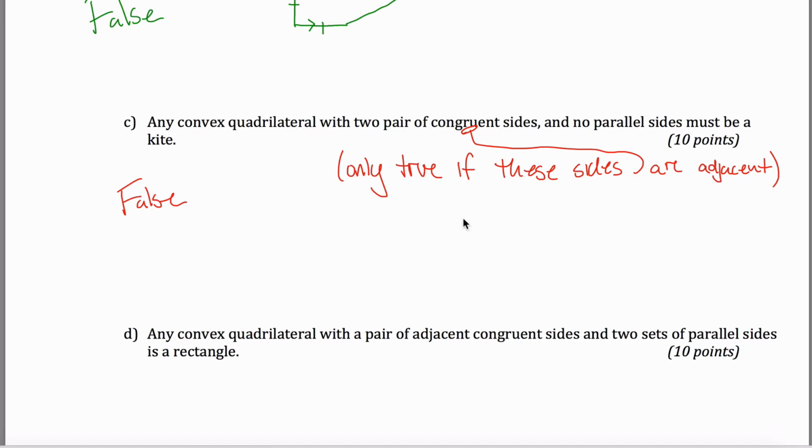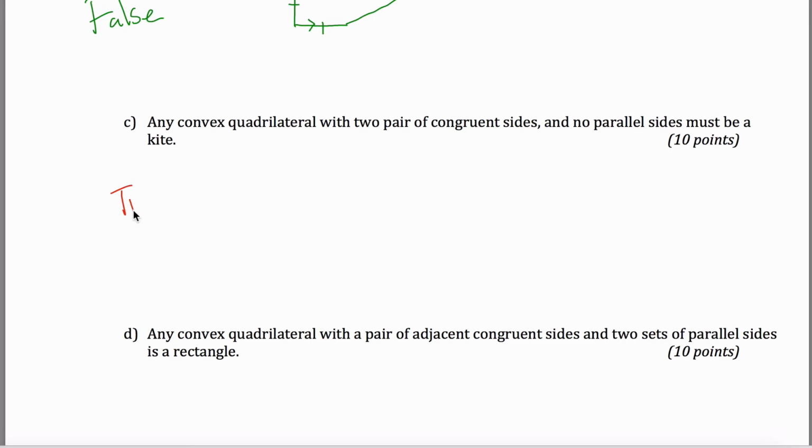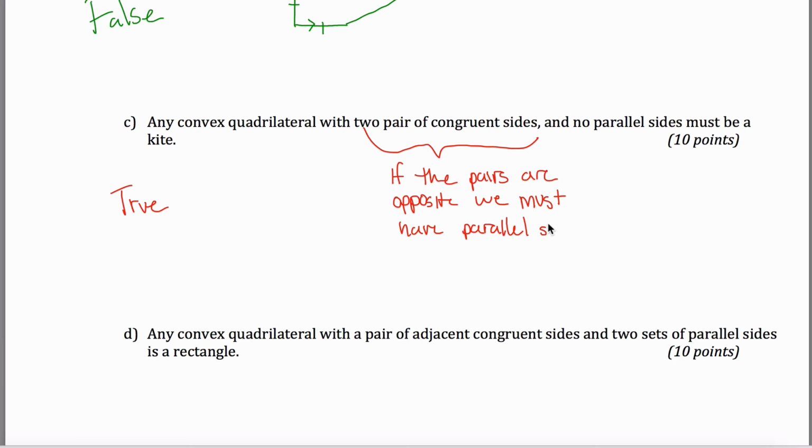Okay, what about this guy? Oh, that's not going to work either because I'd end up with them parallel. This is a true statement. How about that? True. If the pairs are opposite, we must have parallel sides. So the pairs must be adjacent. And if they're adjacent, that implies that we have a kite.